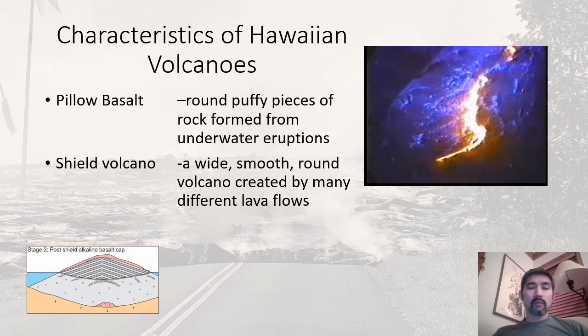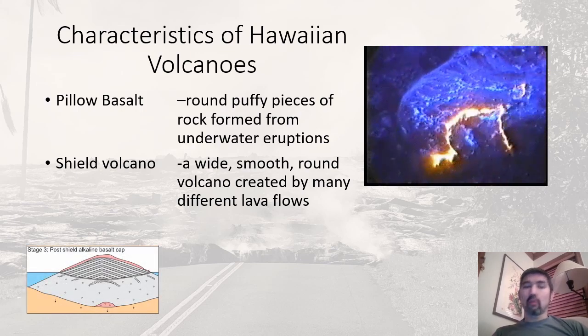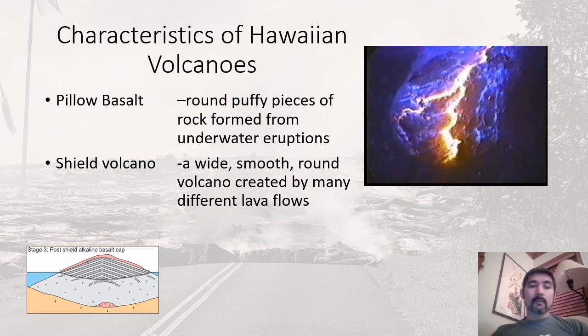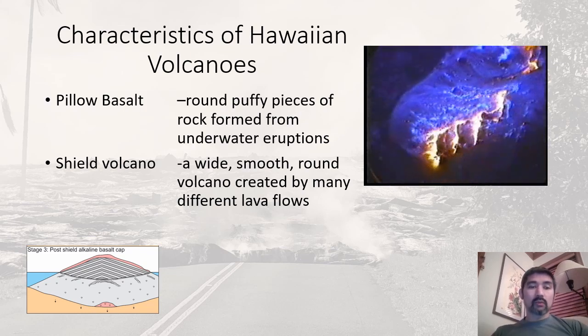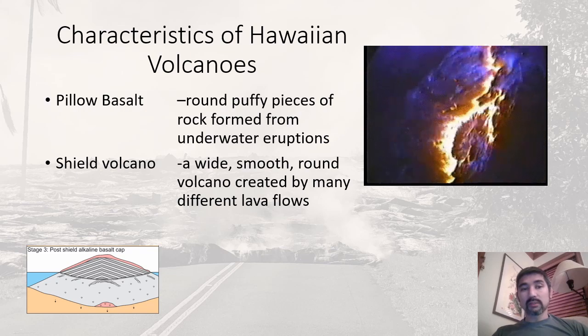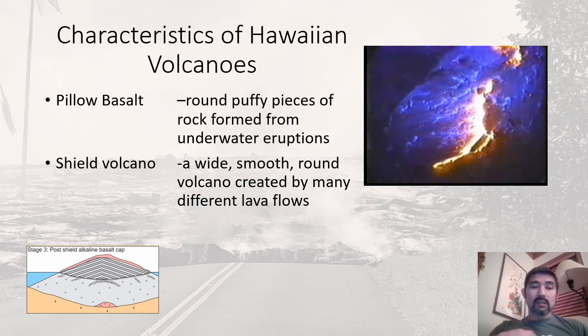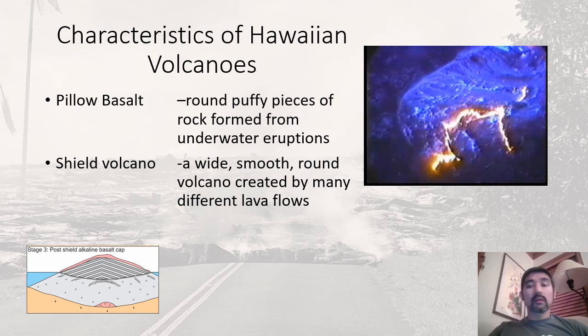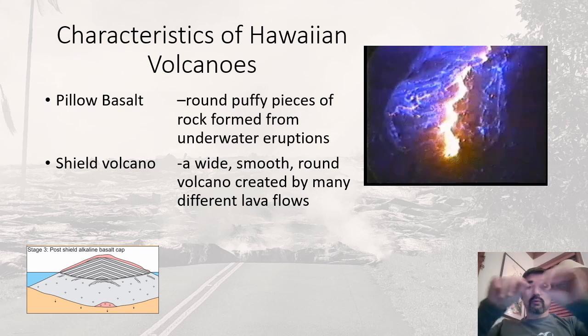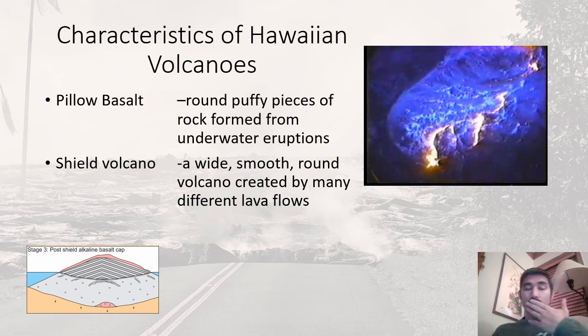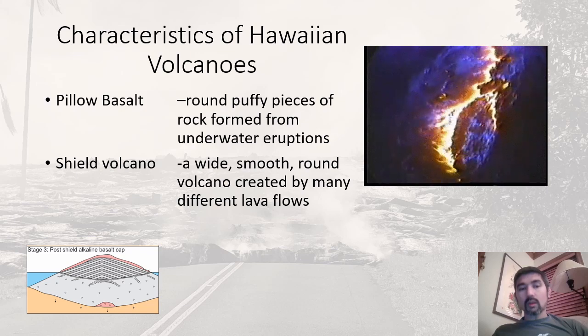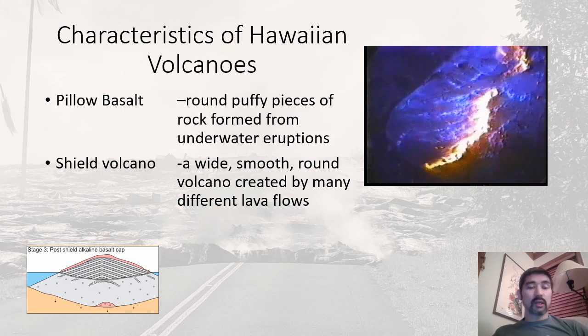Okay, and here we have a picture of what a Hawaiian island would look like. We have on the bottom this sort of gray stuff, which is the pillow basalt, and then on the top you can see these alternating dark gray and light gray layers of lava that build up and spread out and form what's eventually going to be a shield volcano.